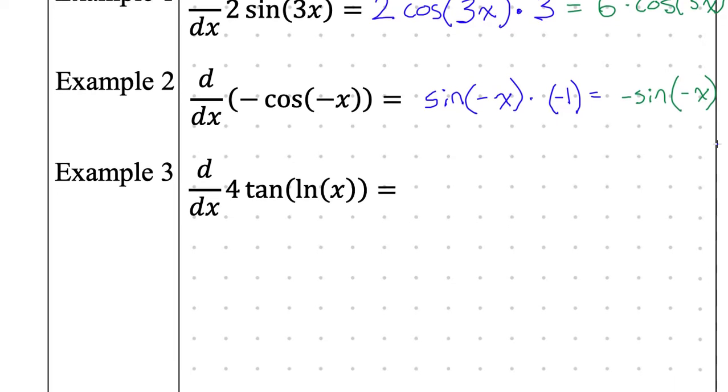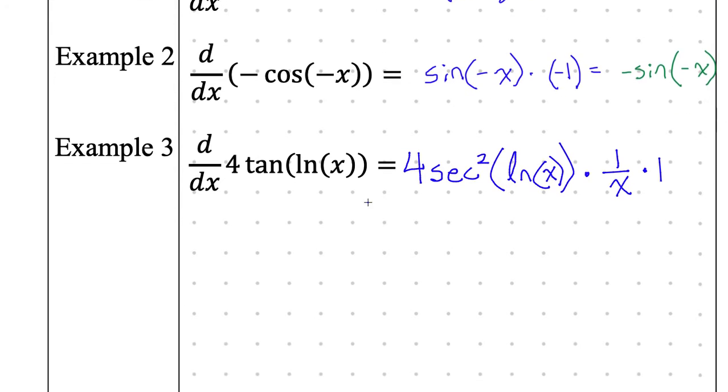All right, example number 3. I'm taking the derivative of tangent, a terrible tangent. Who wants to do this one? Not Gio, you just did the last one. Claire, go for it. So, 4 secant squared of the natural log of x times inner, which is 1 over x. Times just 1. So we'll just leave it like that, and then simplified, it's 4 over x secant squared of the natural log of x. There it is.